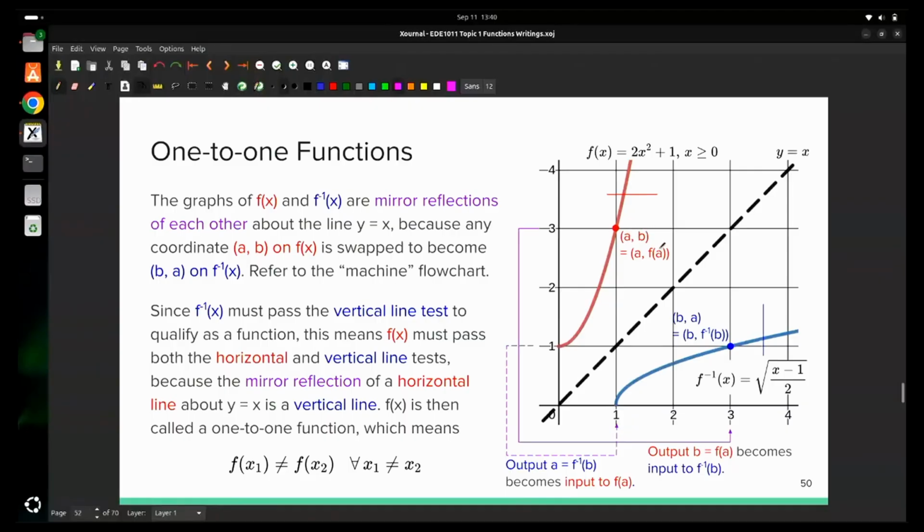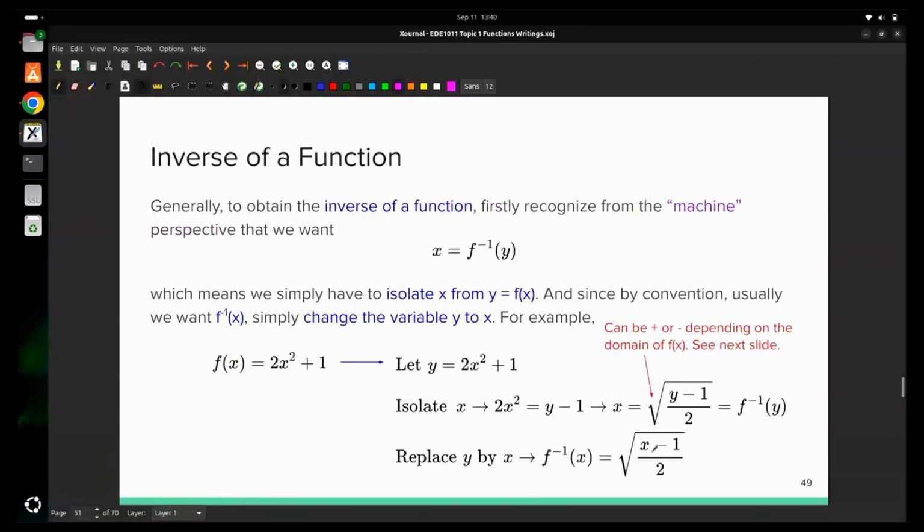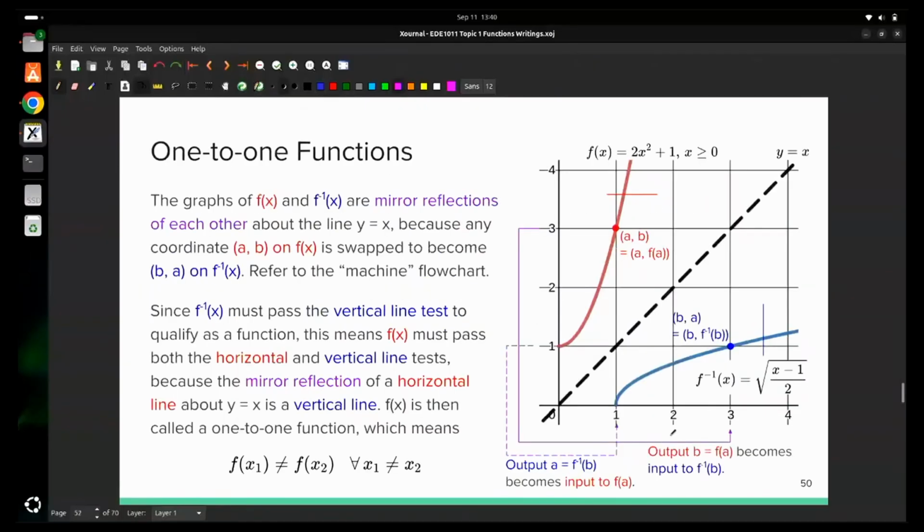Now, look at the f inverse. We have worked out the f inverse through this process, so f inverse is really just root of (x minus 1) over 2. If you plot out root of (x minus 1) over 2, you'll get this graph. Now, if you consider a point on the graph here, imagine at this B, let's say B is 3, you see the y coordinate is 3. This B is reflected across.